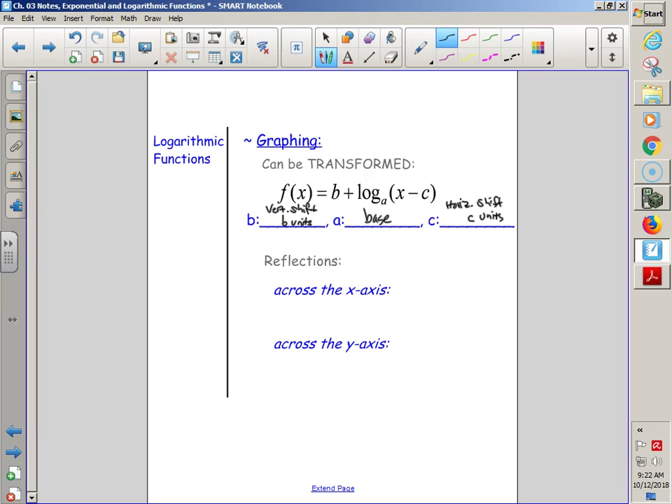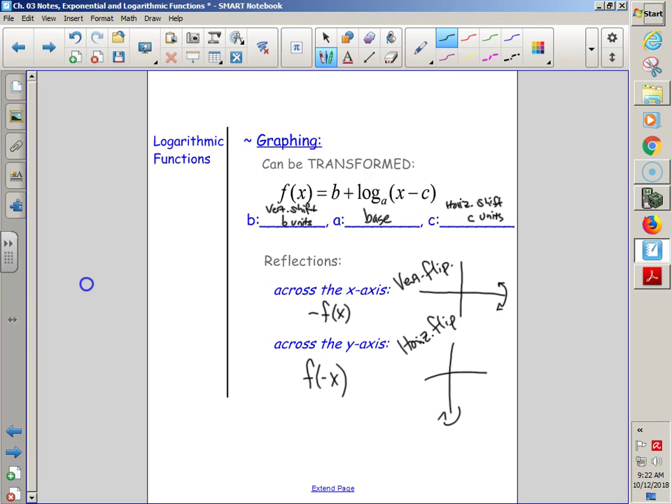We're going to have a negative outside the logarithm, right? If we're going across the x-axis, that's going to be an up-down, right? Across the y-axis, if we have a negative on the inside next to the argument. Just things to keep aware of.